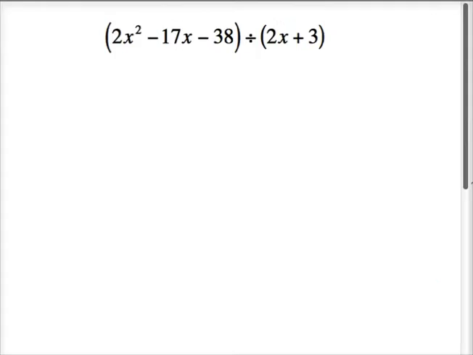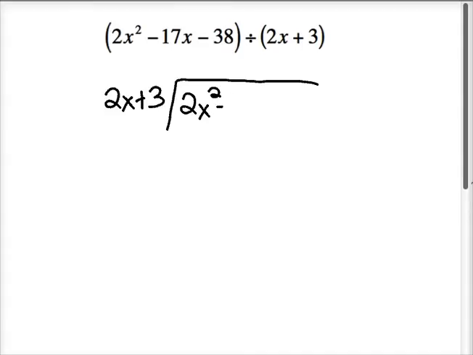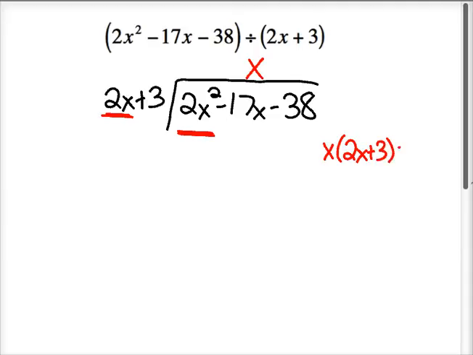All right, let's do one more example. So I have 2x plus 3, and I'm dividing 2x squared minus 17x minus 38 by it. All right, so I'm going to start exactly the same way. I need to see what can I multiply 2x by to cancel 2x squared. Well, the 2 will already cancel the 2, but I need to multiply by an x so that 2x can become a 2x squared. But again, I can't just multiply the 2x by it. I need to multiply the whole thing by it.